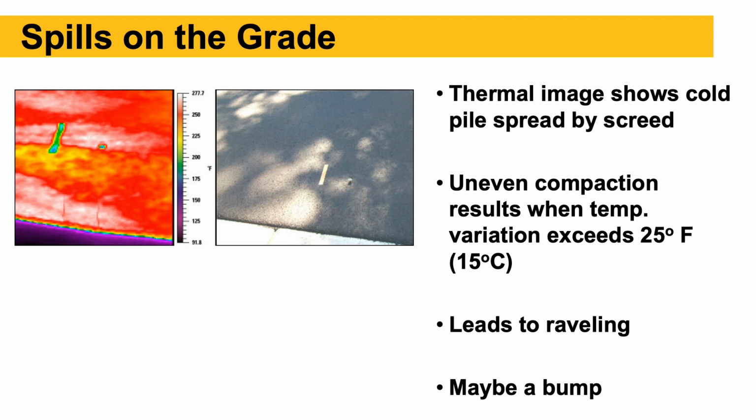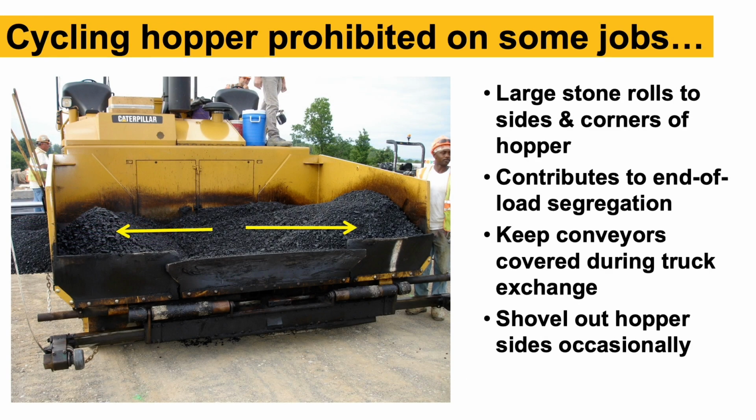And again, once we compact it, because it's a low density area, because it was cold, good chance it's going to lead to raveling, might pop out a year from now where the rest of the mat looks fine, and also could end up being a bump in our mat there. So again, cycling the hopper wings on some jobs, especially the 3/4, 1 inch mixes, may actually be prohibited, or you just may decide as a crew that you don't want to cycle hopper wings with those large rock mixes that are a lot more prone to segregation.